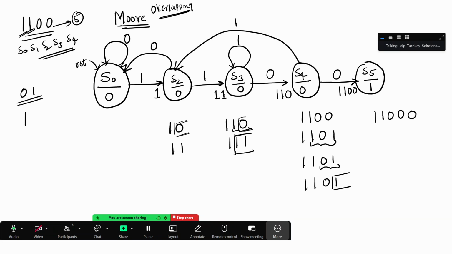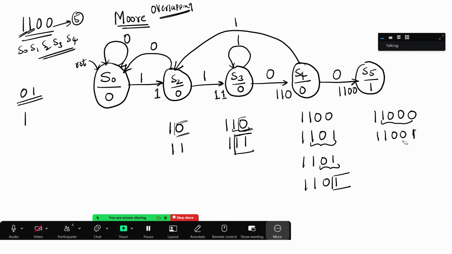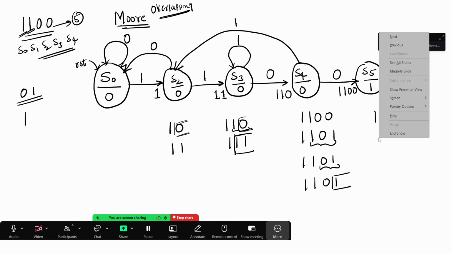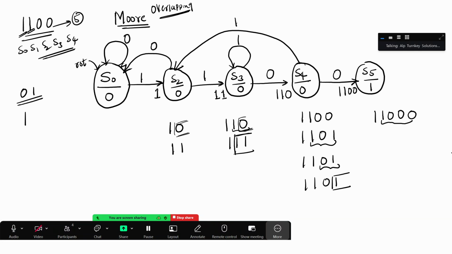So next I need to check for what? 0 1 1 0 0. I need to check for 1. So here I need to see for how many bits? 4 bits. 1 0 0, anywhere matching? First I will check this one. 4 bits anywhere matching, not matching.